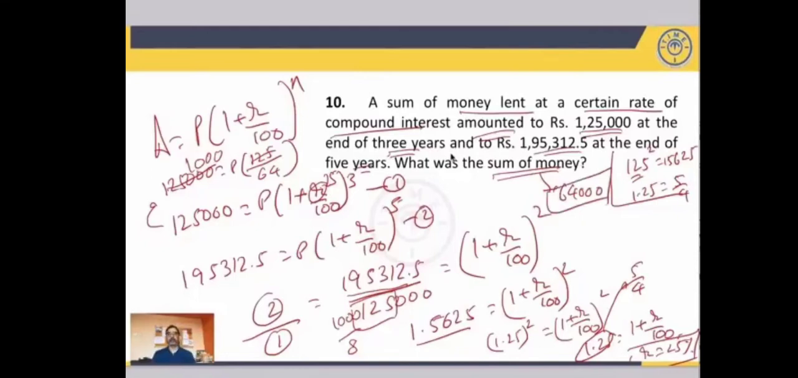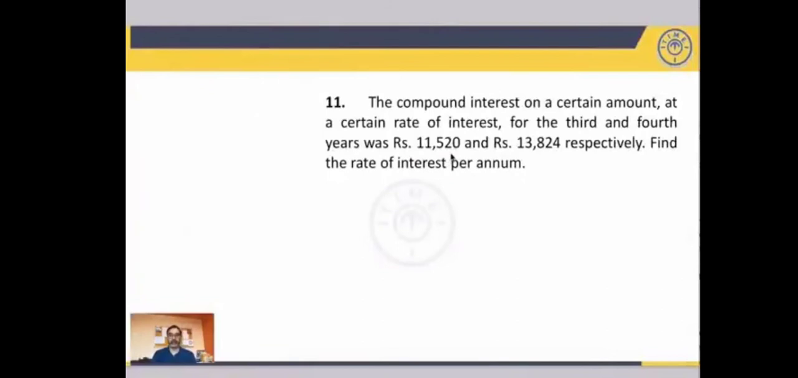Okay, let's move to the next question. In the next question, it says the compound interest on a certain amount at a certain rate of interest for the third year and the fourth year is 11,520 and 13,824.